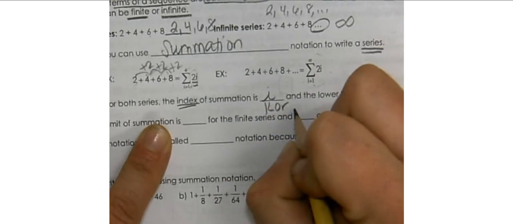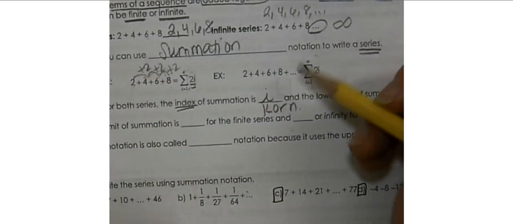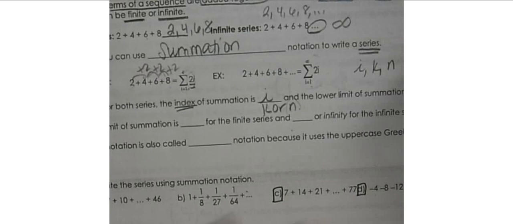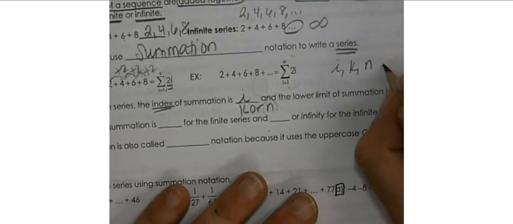So for both of these series, the index of the summation notation is i. And so sometimes you'll see the letter k or you'll see the letter n. And all of the problems that we've worked with so far have dealt with the letter n. And you're more than welcome to just continue using the letter n. So the i, the k, and the n represent the term position.